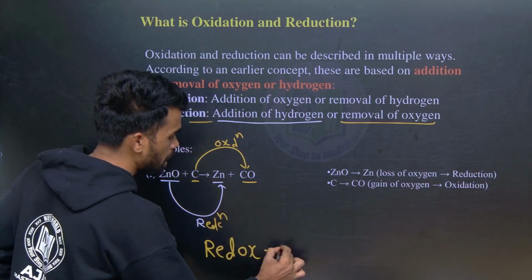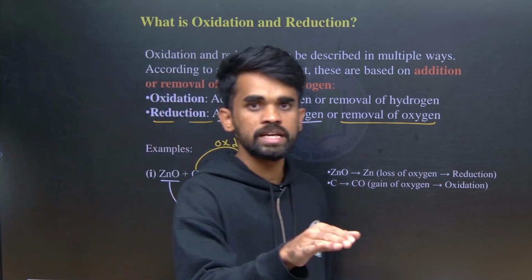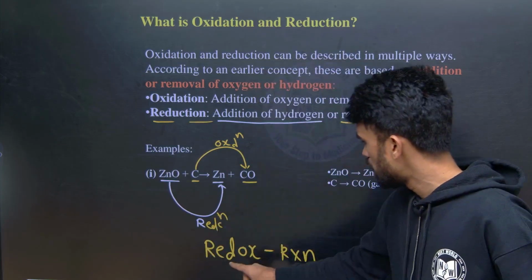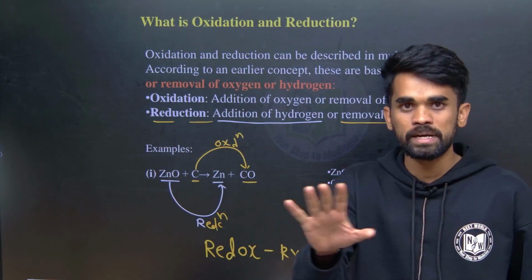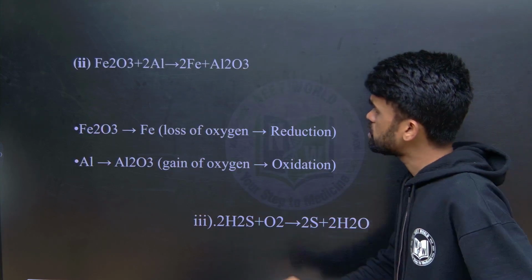So, redox reaction. In a given chemical reaction, if both oxidation and reduction are taking place, then those kinds of reactions are considered to be redox reactions. I hope it is clear, right? Let's move on. Now here we have a second example.